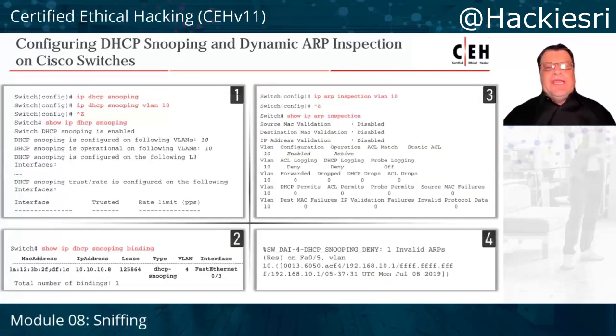Configuring DHCP snooping and dynamic ARP inspection on Cisco switches. In this 4-part diagram, what we are looking at is, again, switches specifically on a Cisco platform.